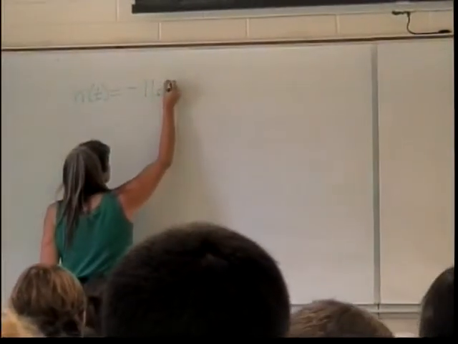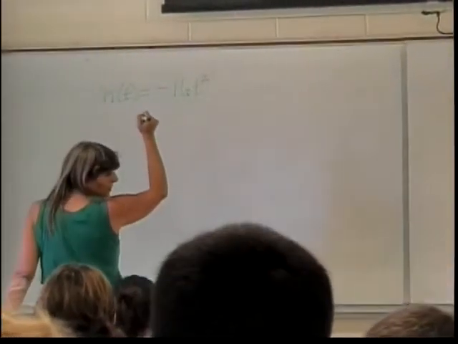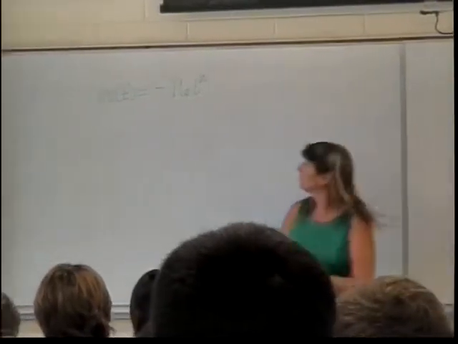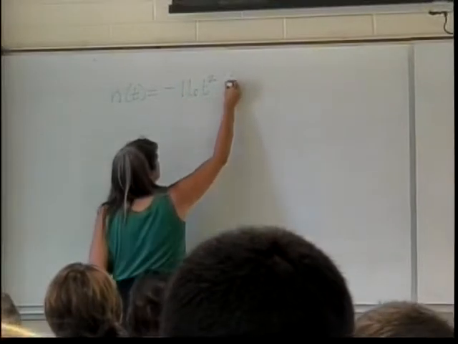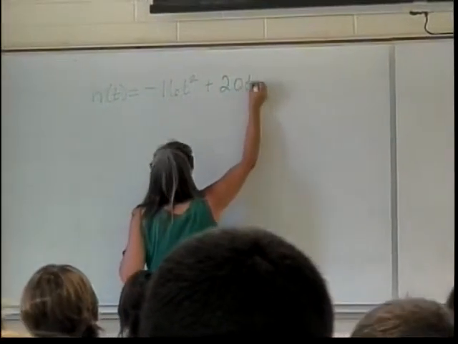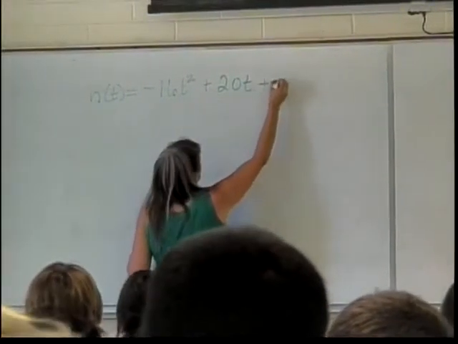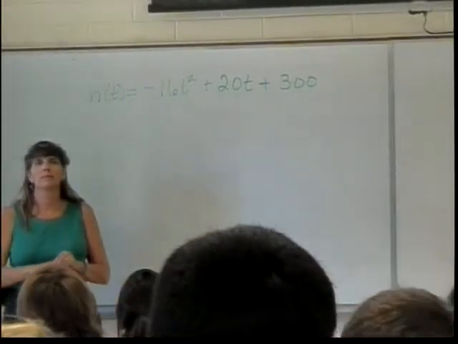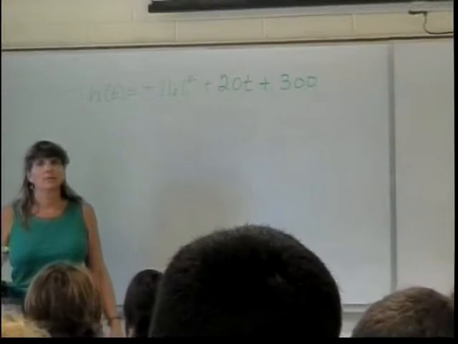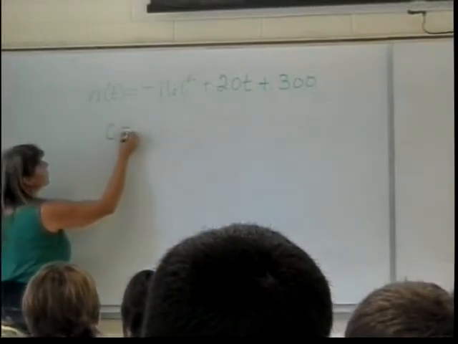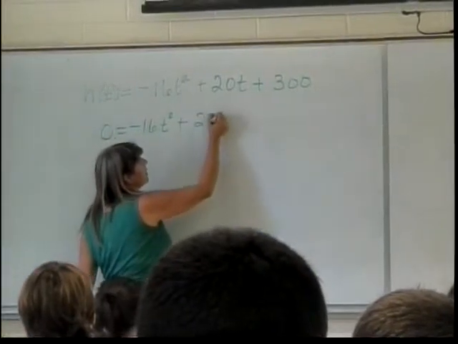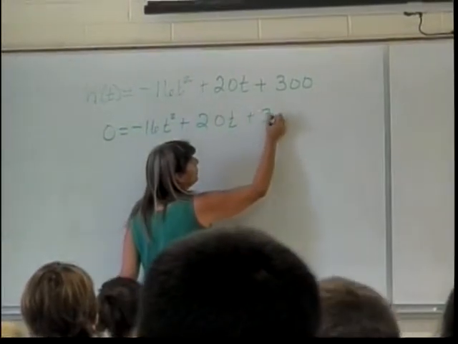I don't remember, that was in number 6. Probably negative 16t squared plus 20t plus 300. Which one am I supposed to do? Quadratic formula. Okay, so I'm going to do 0 equals negative 16t squared plus 20t plus 300.